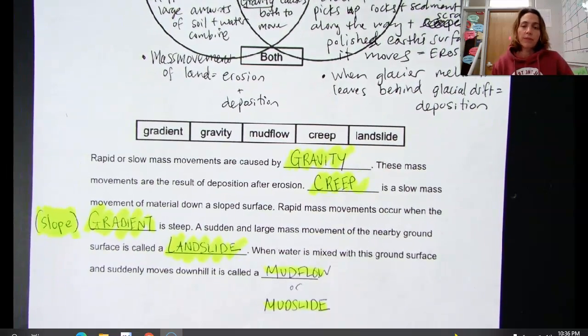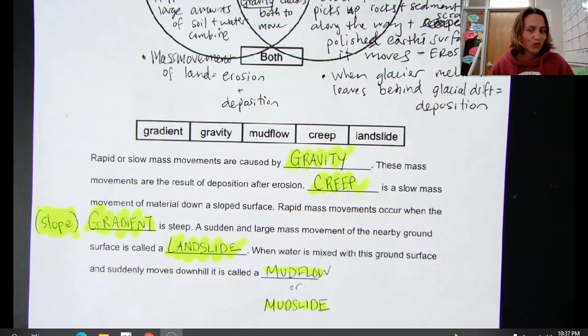And here we go. Check your answers. Rapid or slow mass movements are caused by gravity. It's a force. It's a force that's pulling things down, whether it's keeping us on the planet, creating our atmosphere, pulling on our land, pulling on glaciers, which is affecting the shaping of the surface of our planet Earth. There we go. All right, so these mass movements are the result of deposition and erosion.